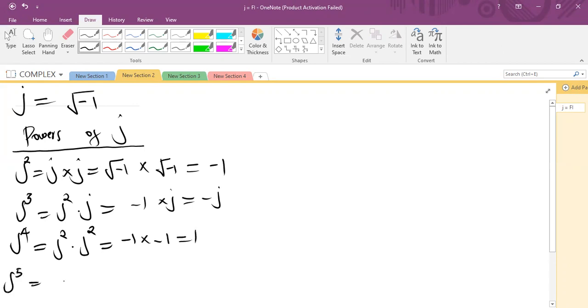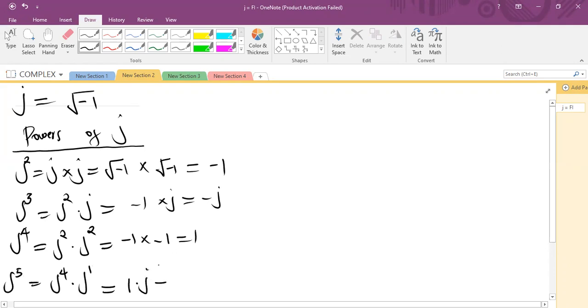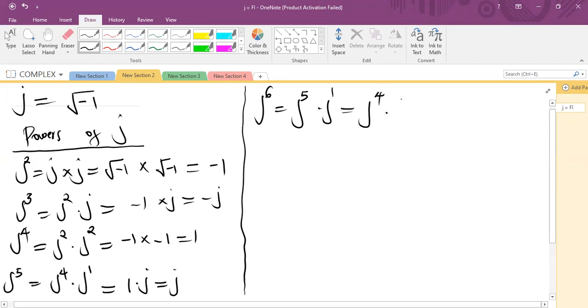j raised to power 5 is the same as j raised to power 4 multiplied by j raised to power 1. But what is j raised to power 4? We have it as 1. So 1 times j, and this is the same as j. j raised to power 6 is similarly just j raised to power 5 multiplied by j raised to power 1. We can write it in so many ways. You can also express it as j raised to power 4 times j raised to power 2. So if we evaluate this, j raised to power 4 is what? 1. And j raised to power 2 is what? Minus 1. So this basically gives us minus 1.